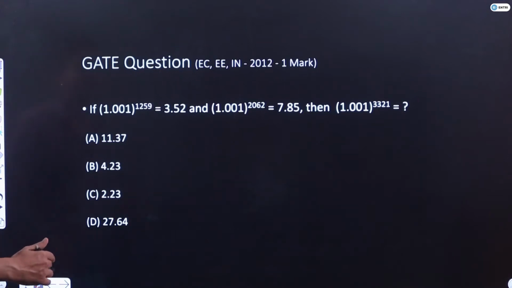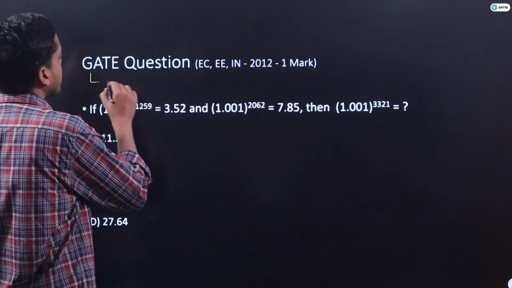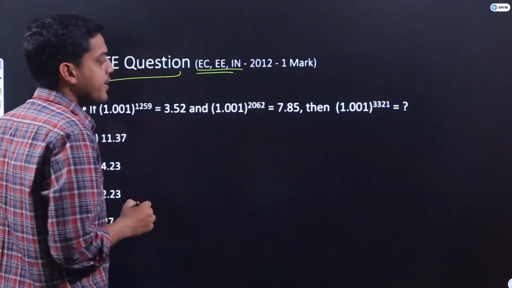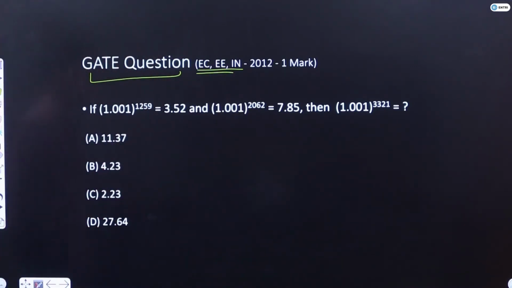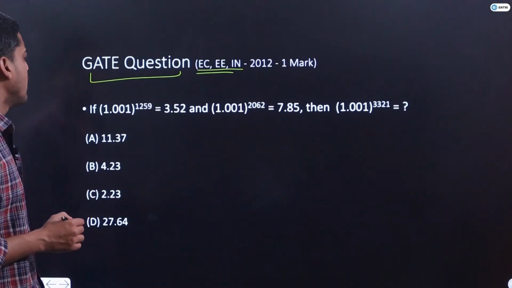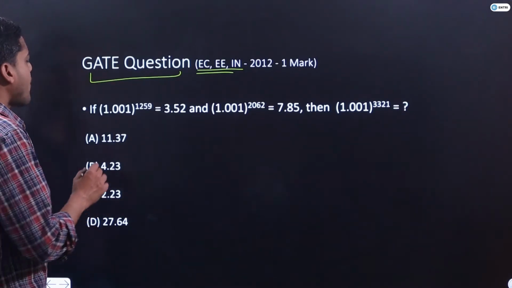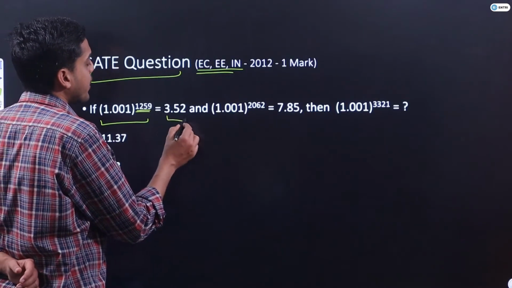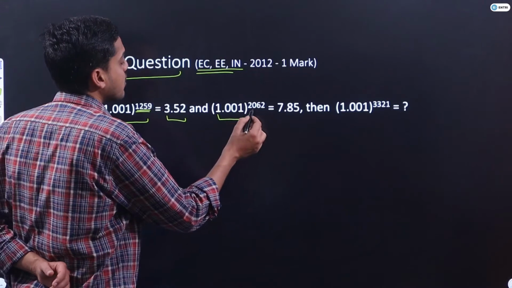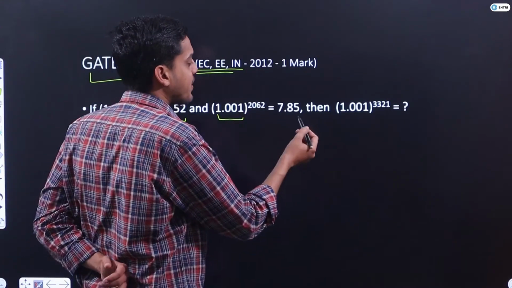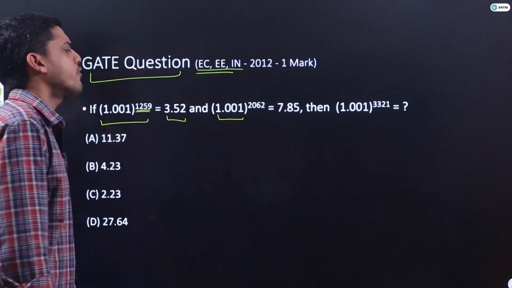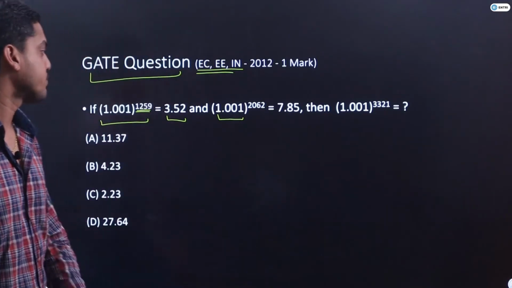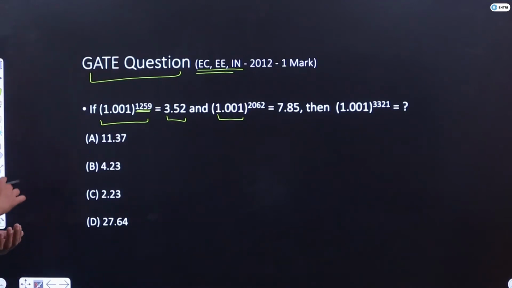Now it was a GATE question in 2012 for 1 mark in the EC electronics branch. The question was, if 1.001 to the power 1259 is equal to 3.52 and 1.001 to the power 2062 is 7.85, then find out the value of 1.001 whole bracket to the power 3321.